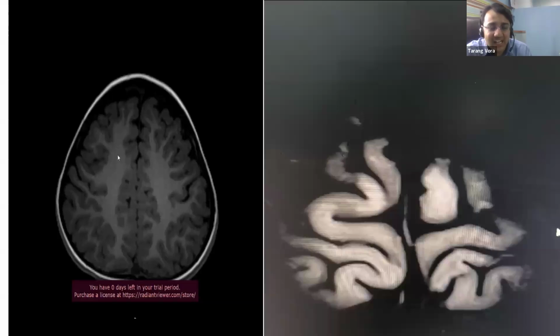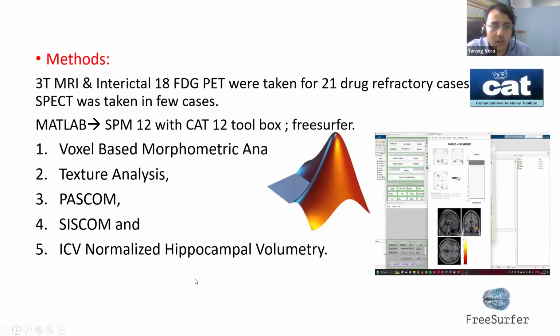We have a 3 Tesla MRI here, and it's a very well regulated MRI protocol, a very sharp protocol that we are following, especially for epilepsy cases. But this was a case where we were not able to see anything. So in addition to the 3 Tesla MRI, we asked for an 18 FDG PET. Dr. Jyotsna's team had done this for us.